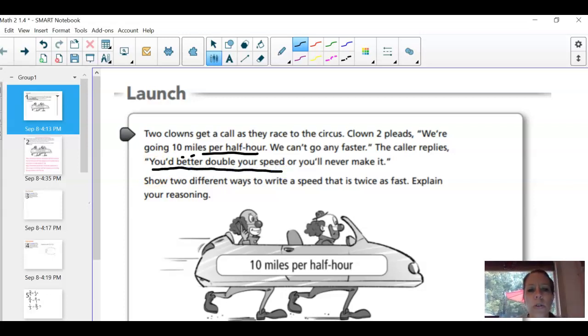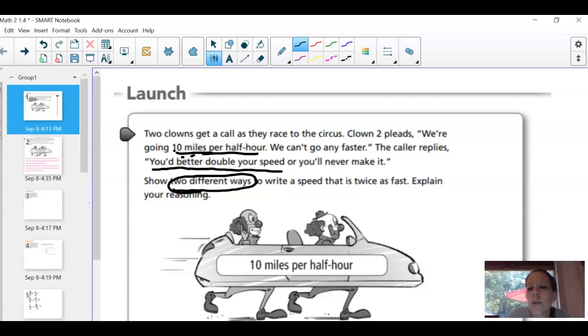Show two different ways to write a speed that is twice as fast. Explain your reasoning. So really think about if I'm going 10 miles per hour, and I need to double that speed, what are two different ways to write a speed that is twice as fast? Take a few minutes, talk about that as a group.